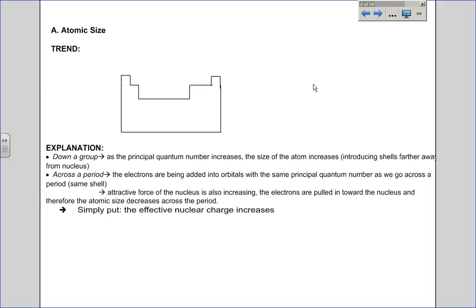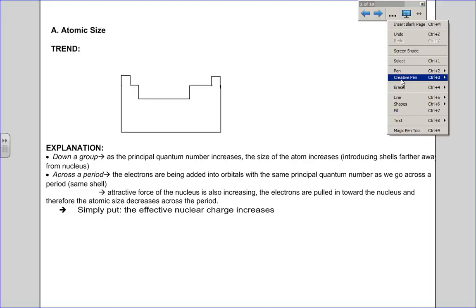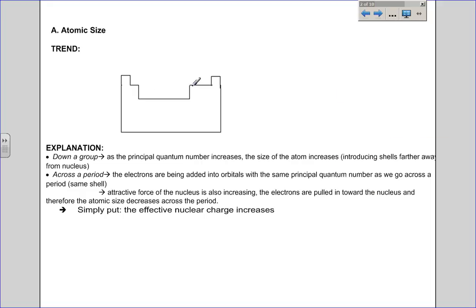The first property that we'll look at is atomic size. As you're going down a group, the atomic size increases. And as you go across a period, the atomic size decreases.